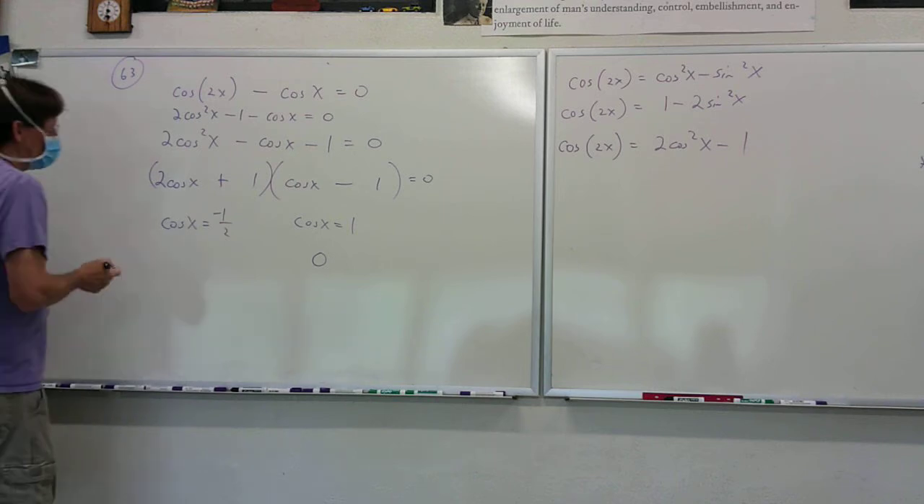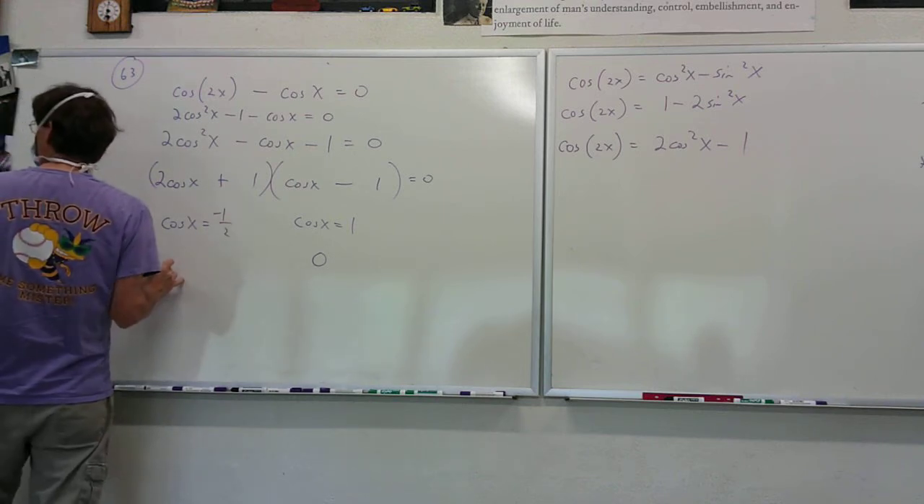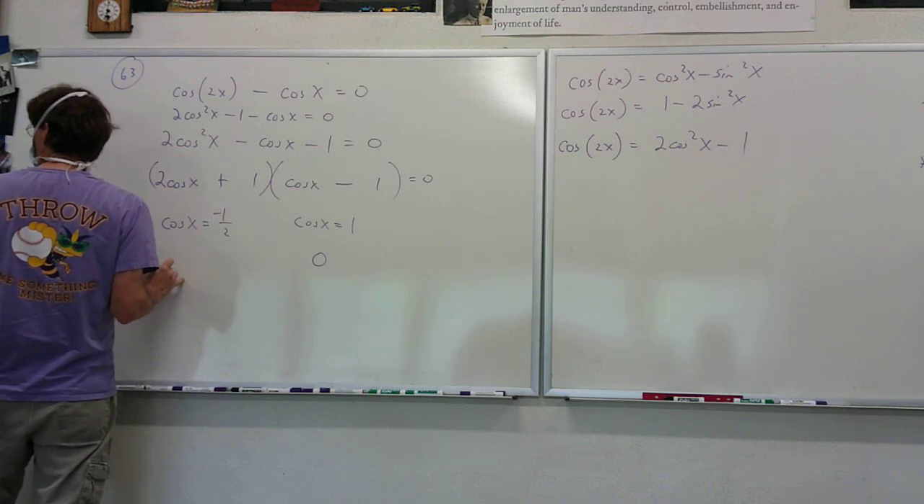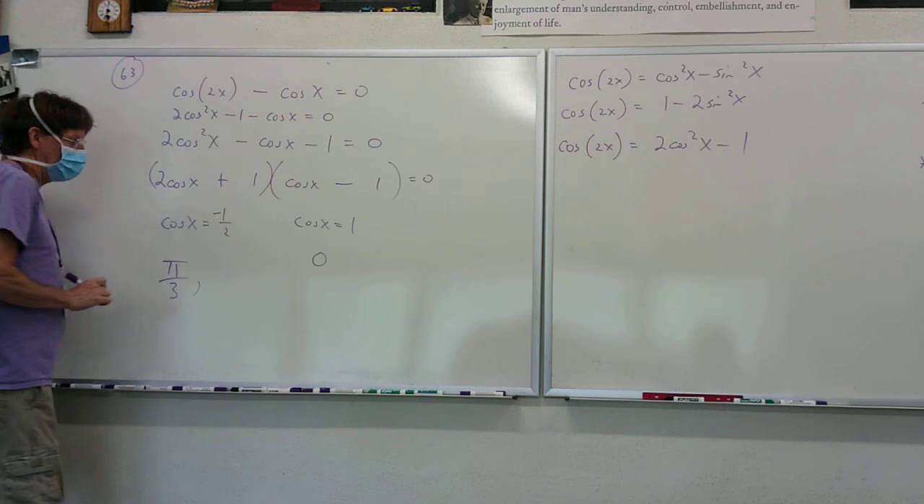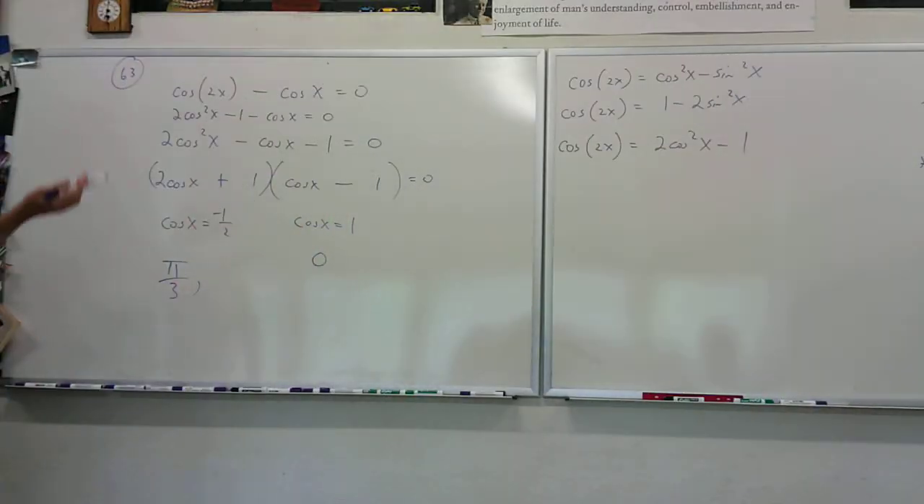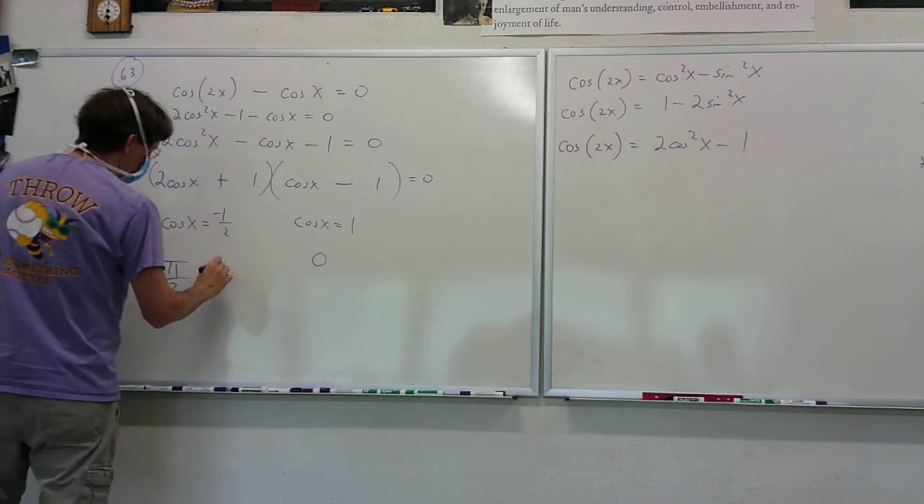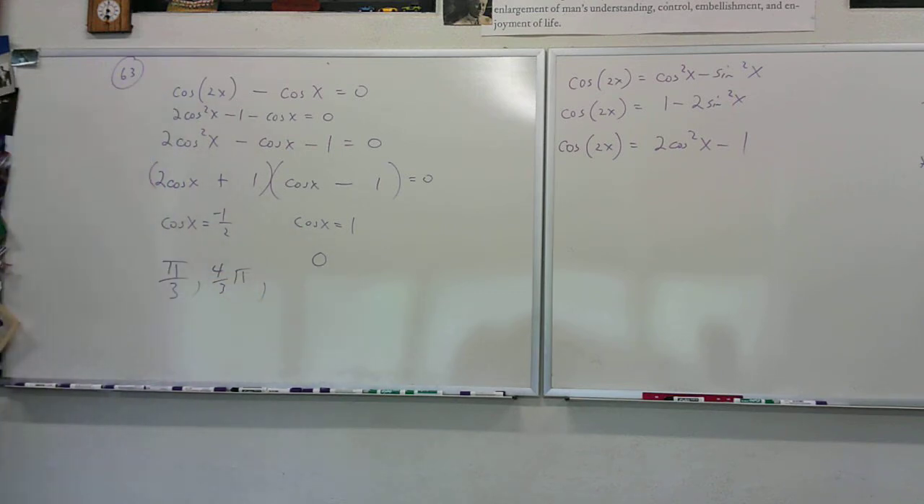Where does cosine x equal -1/2? Pi over 3, and then where else for -1/2? 4/3 pi. And there's all three answers right there.